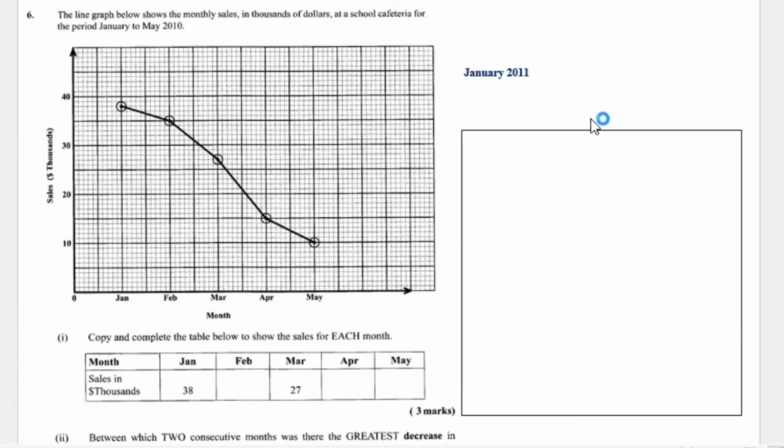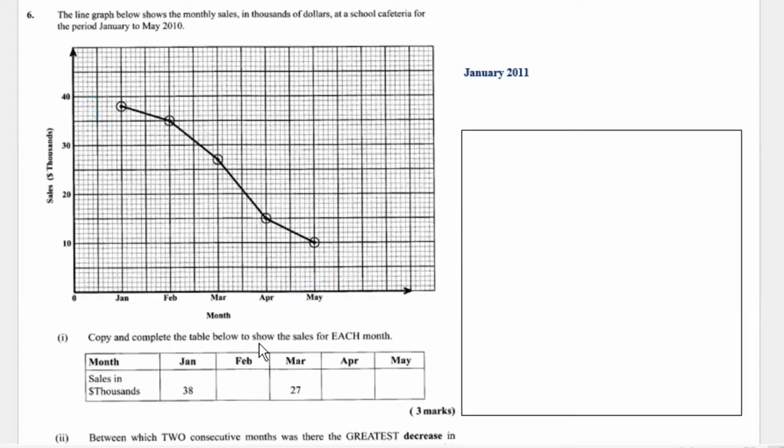So they gave us our line graph. So sales in thousands is on the y-axis and the months are on the x-axis. So we have January, which corresponds with 38,000. They gave us February, they gave us March, which correspond with 27,000. They gave us April, and they gave us May. Now part 1 of the question says copy and complete the table below to show the sales for each month.